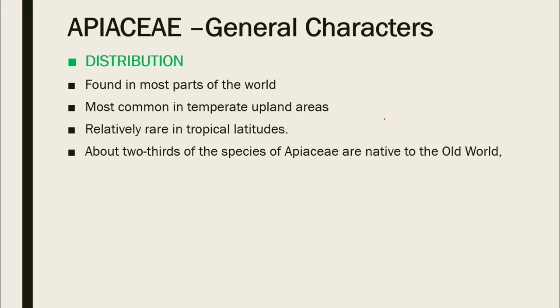Now, as far as the number of the species and where they are most abundant, especially this particular word, native, that is, they exist there right from the beginning, or they are well adapted to that particular environment. So a plant which is native to a particular area: 2/3 of the species, we are not talking about any genus or groups, species of the Apiaceae, they are restricted to, or they are found in the Old World.